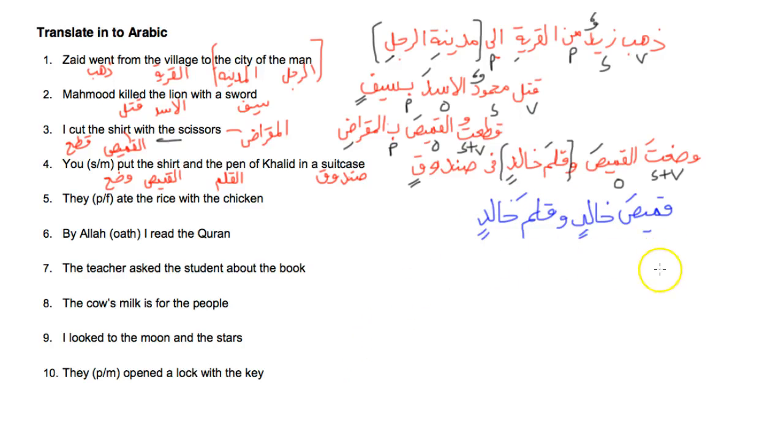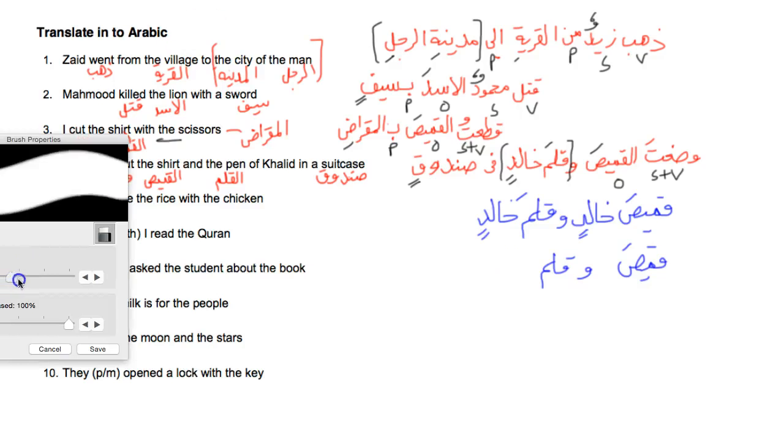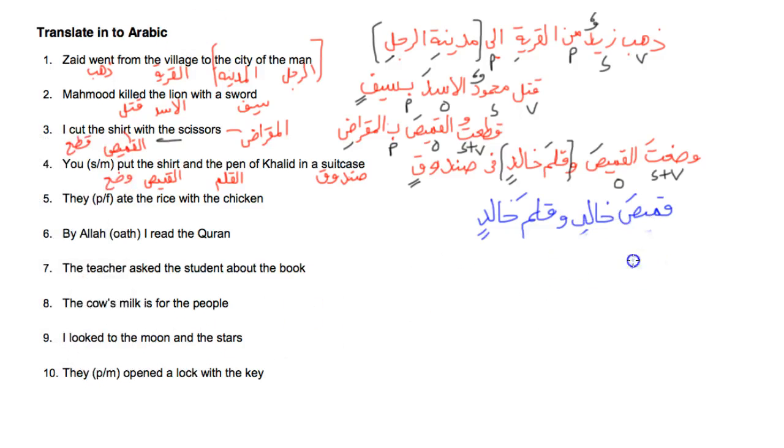I know some of you wrote it like this. You said قميص and then you left it like that, وقلم. However, it's best to write it like that or like how I did it. Okay, so let's just clear this up. Alright, let's move on then.